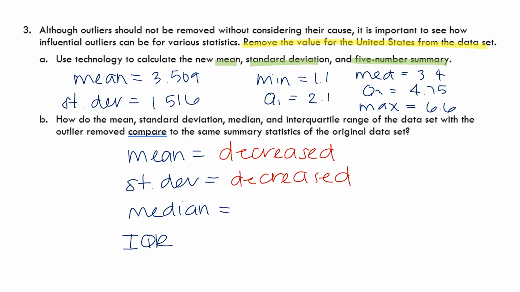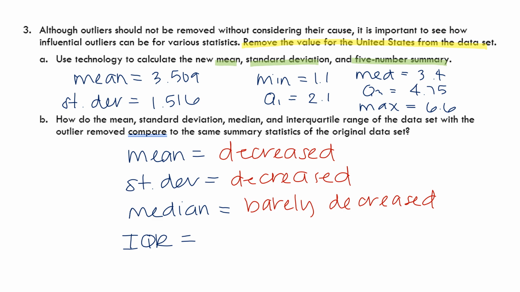Now, something to look at for the median and the IQR is that when you look at the decimals, they did change, but they did not change as significantly as they did for the mean and the standard deviation. For example, the median for the original data was 3.45, and now the median is 3.4. So the median barely decreased. It did get smaller because I changed the data, but it did not change as drastically as the mean and the standard deviation did.